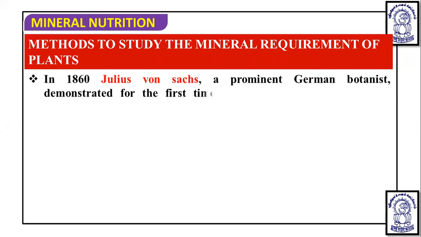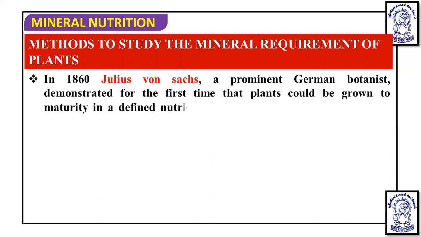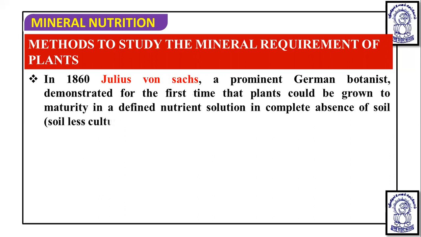if you talk about the history of the study of mineral nutrition, in 1860 there was a scientist named Julius von Sachs, a prominent German botanist, who for the first time demonstrated that plants could be grown to maturity in a defined nutrient solution. You should focus on this one. They could be grown in a defined nutrient solution till maturity.